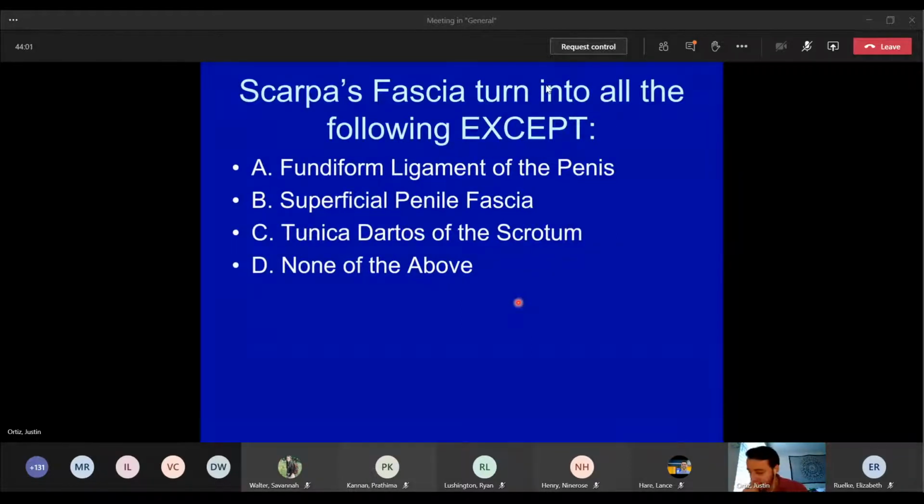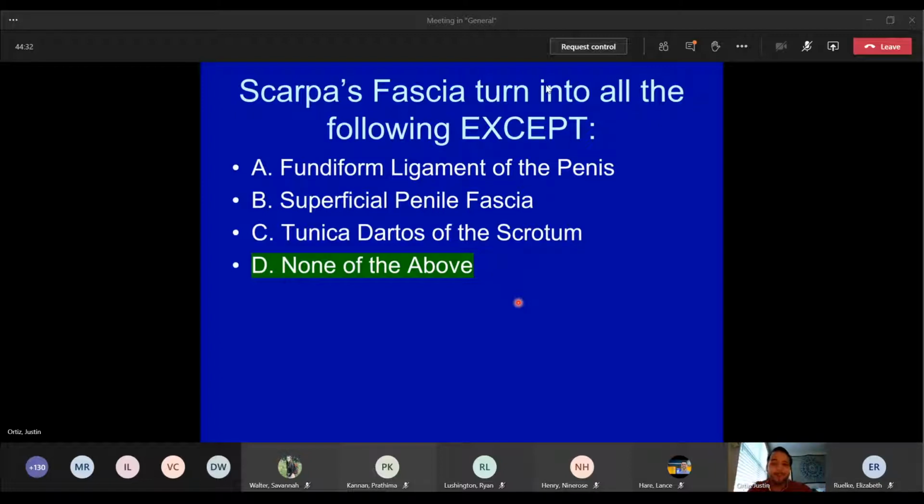All right. So yes, it is going to be D, none of the above, right? So now you have a list of all the things that Scarpa's fascia is going to turn into. That's the fundiform ligament of the penis, which is basically a ligament that surrounds the entire width of the penis. It's kind of like a circle that attaches to the abdominal wall. That's part of Scarpa's fascia. The superficial penile fascia, which is just superficial, on top of the penis, and then you have the tunica dartos of the scrotum, right? So those three things are all coming from Scarpa's fascia.